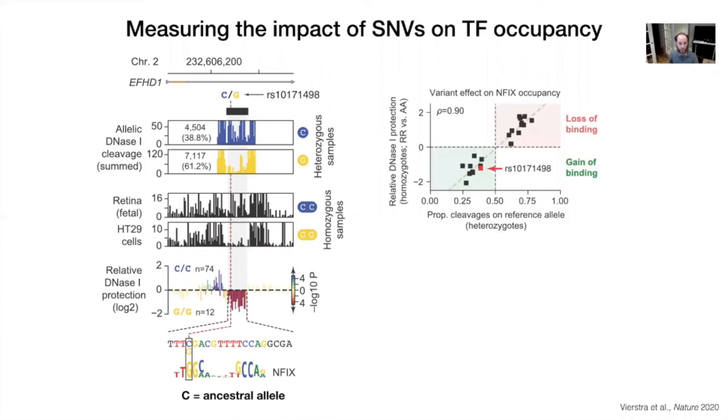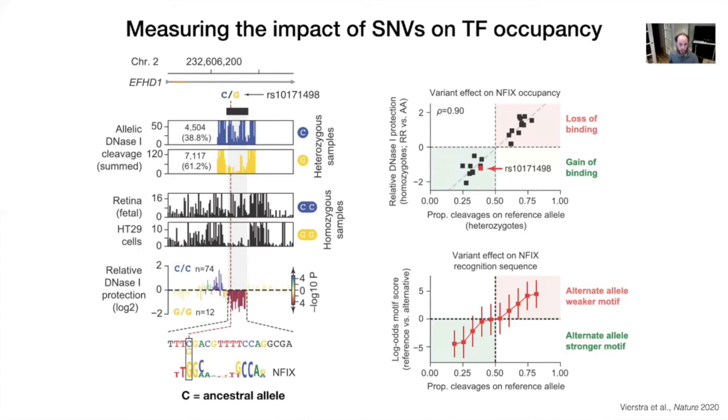We can find many more examples of this across the genome with variants affecting NFIX occupancy, resulting in either the loss of binding or the gain of binding. Here in this plot, I'm showing you the relative DNase I protection in homozygotes on the y-axis versus the proportion of cleavages on the reference allele, or allelic imbalance, in heterozygotes on the x-axis. And you can see here there's a strong consistency between the variant and these two different configurations. Consistent with this, we can also look at the variant effect on the recognition sequence, or what is the predicted energetic effect on the sequence alone.